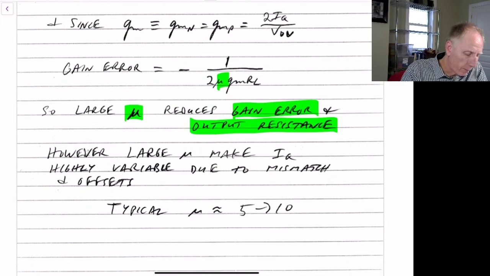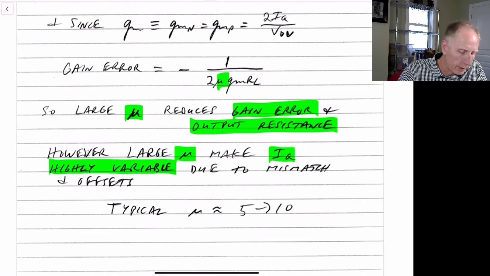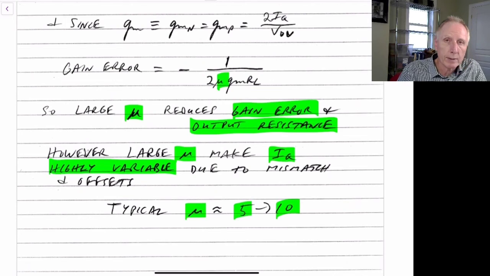The challenge, however, is if we make it too large, we end up with a high IQ that can be highly variable because of mismatch and offsets between the two. So typical mu values that people will choose is 5 to 10 for this type of an amplifier.